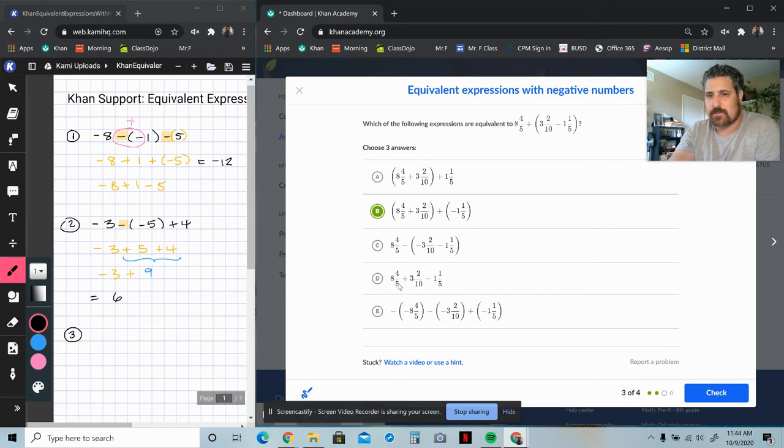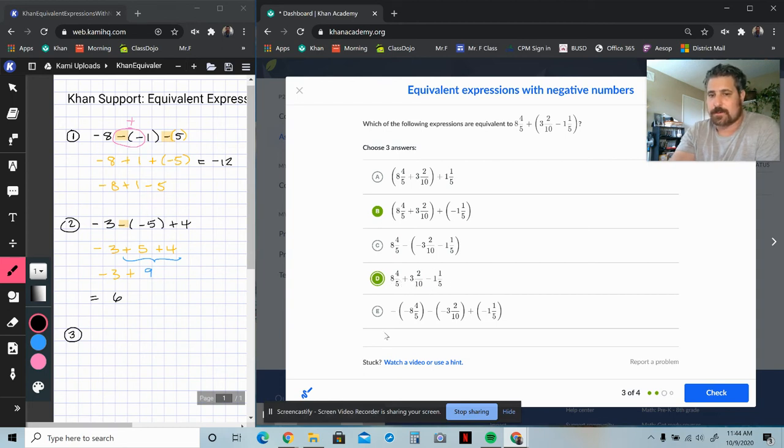This one's 8 4/5 plus 3 2/10, take away 1 1/5, which is the same as plus negative 1 1/5. This is fine. This works fine. These are the same. It doesn't matter whether you do this part first and then add the 8 4/5, or you just do it two at a time left to right. It's going to get the same answer because you have the right signs on all the terms.